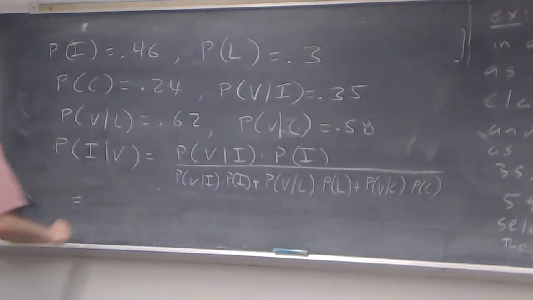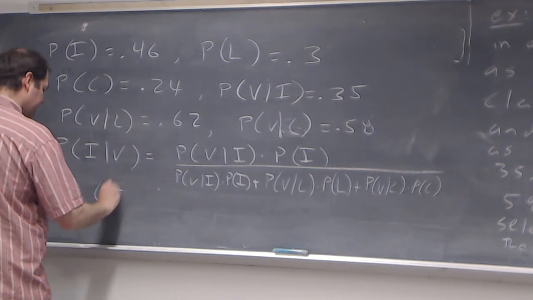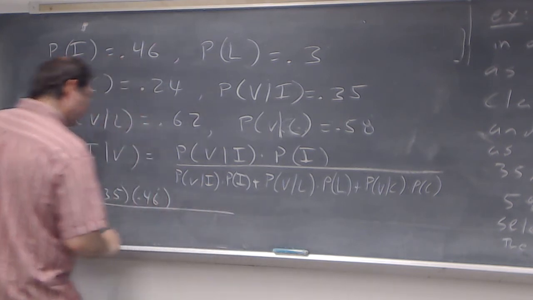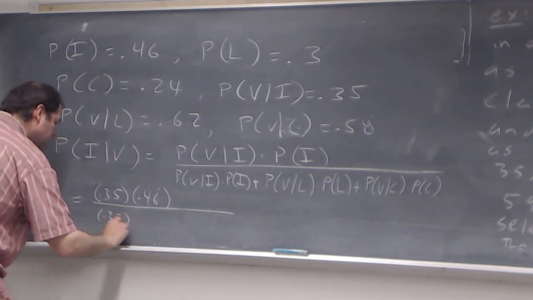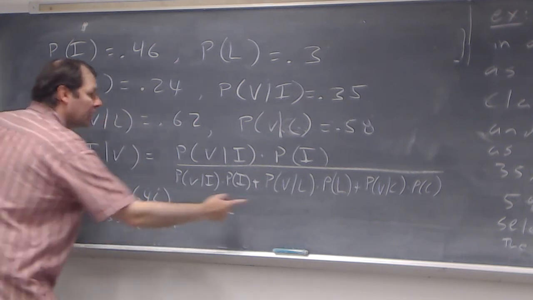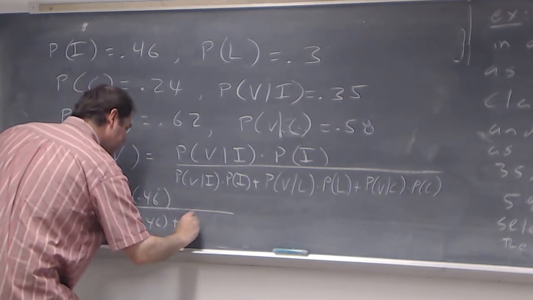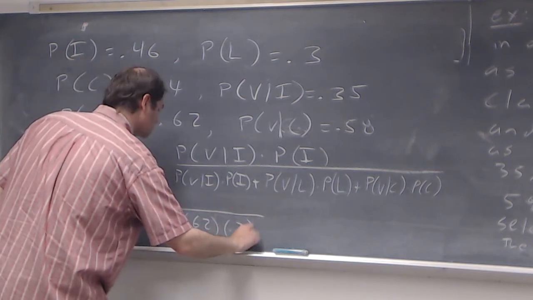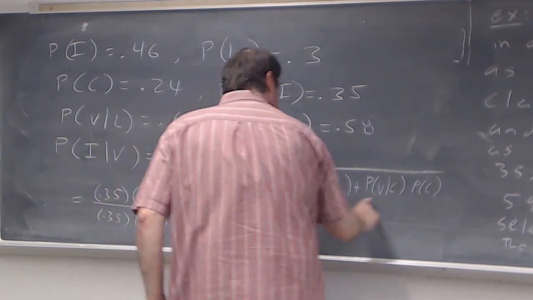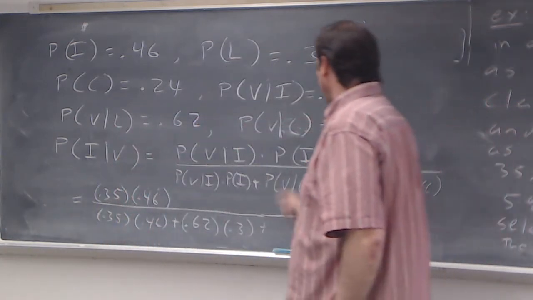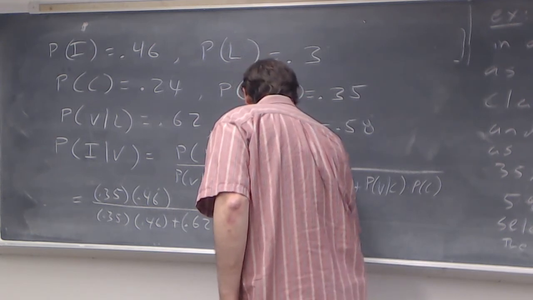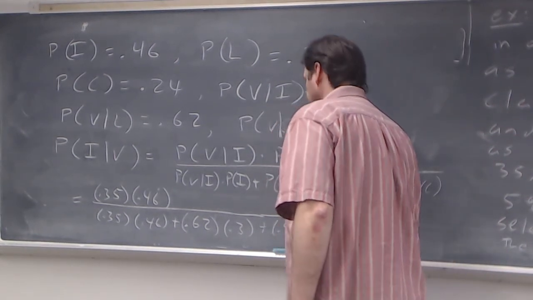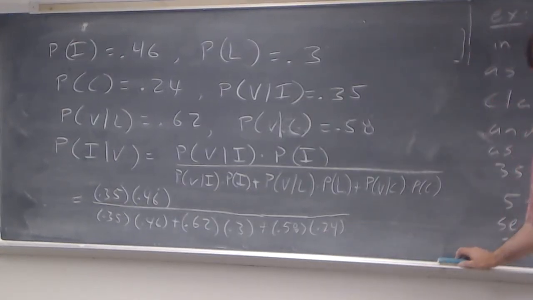And so numerically, this is going to be 0.35 times the probability of independence, 0.46, all over the same thing, plus the probability that you voted given that you are liberal, 0.62, times the chance of being liberal, 0.3, plus the probability that you voted given you're conservative, 0.58, times the probability of being conservative, 0.24. Okay, so that's the problem.